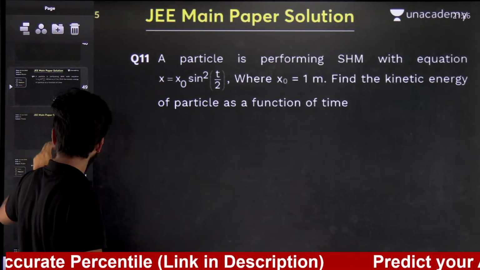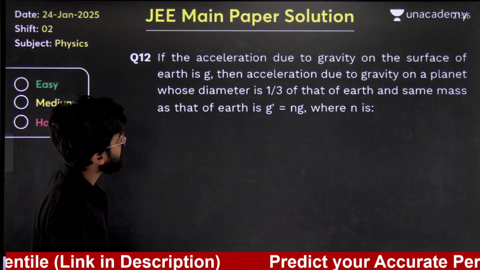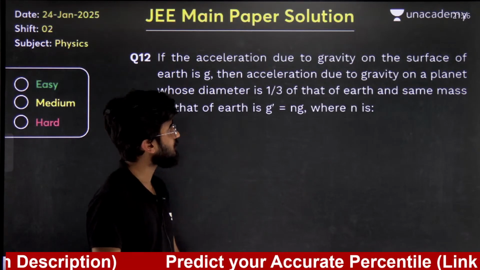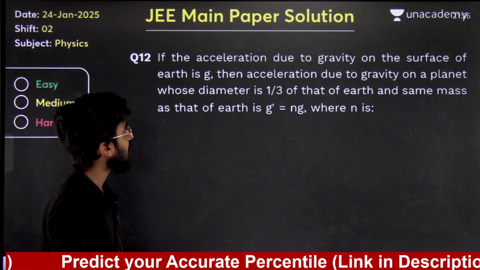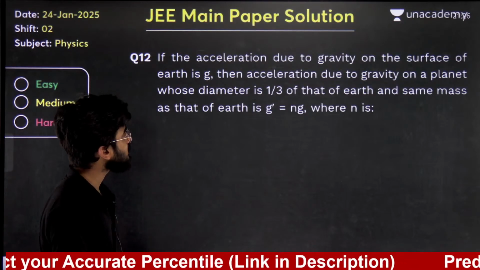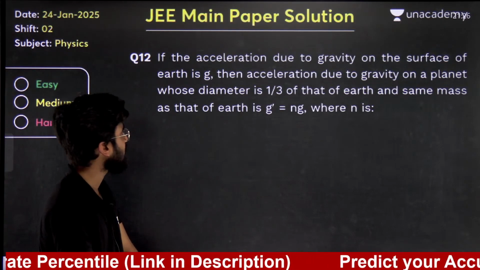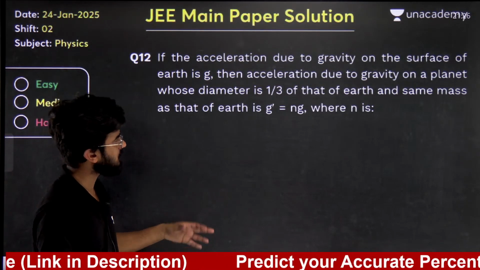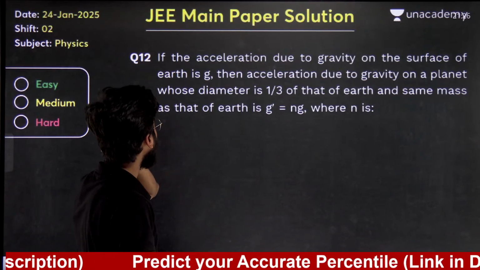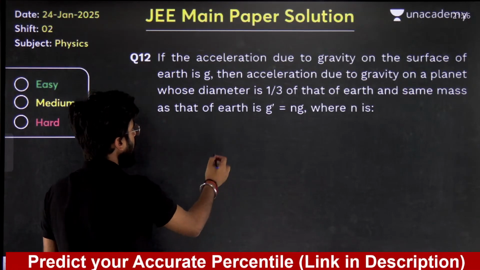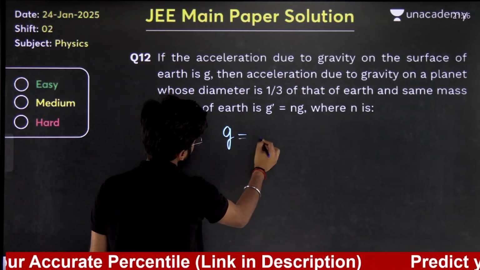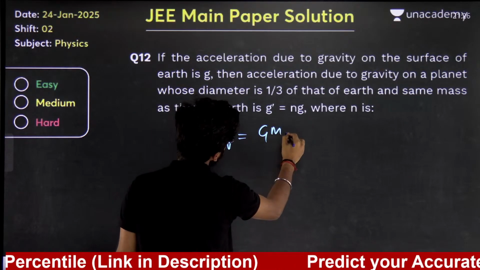Okay, next question. It says the acceleration due to gravity on the surface of the earth is g, and then asks for the acceleration due to gravity on a planet whose diameter is 1 by 3, so the radius will also be 1 by 3, with the same mass as that of the earth. Now we know that acceleration due to gravity g equals G Me by Re square.